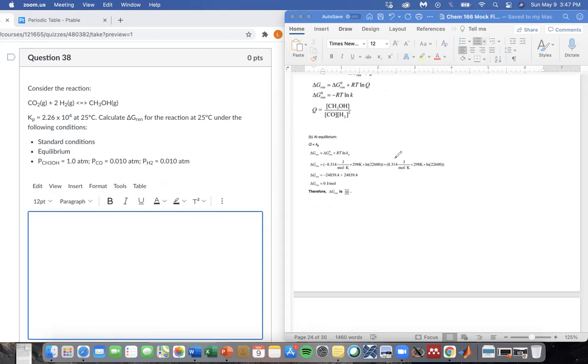Again, just make sure you're using the right R and the right temperature, and you can bring it to Kelvin. Once you do it, you end up getting negative 24,840 plus 24,840, which cancel out and equal 0. So at equilibrium, delta G of reaction is 0. You can also just remember that at equilibrium, delta G of reaction is equal to 0, but that's the full calculation for where that comes from.